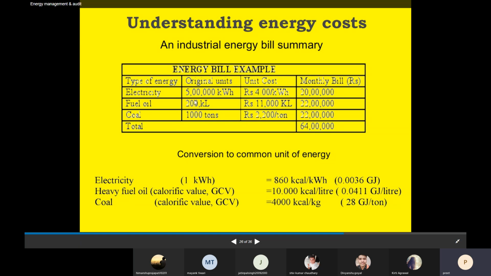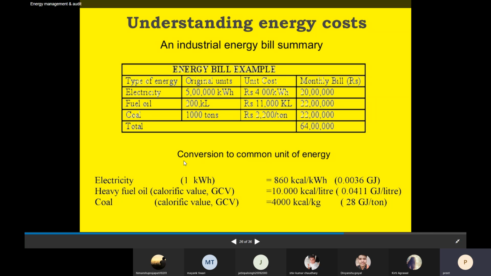For electricity, the original units are 5 lakh kilowatt hours, the unit cost is rupees 400 per kilowatt hour, and the monthly bill comes to, I guess, 20 lakh. Similarly for fuel oil, the original units consumed are 200 kiloliters, the cost is 11,000 per kiloliter, and the monthly bill is around 22 lakh. Coal consumption is 1,000 tons, at 2,200 rupees per ton, and the amount is 22 lakh. The total bill thus comes to 64 lakh.